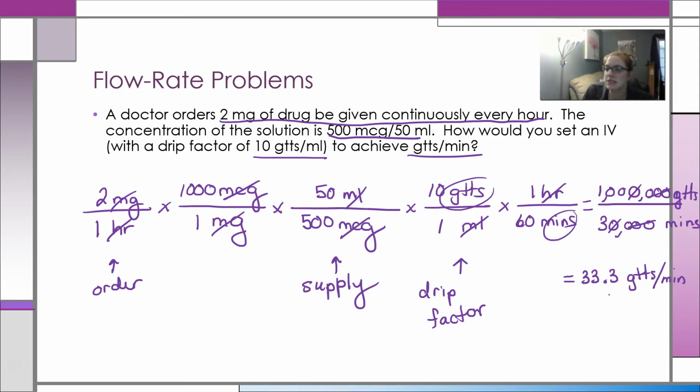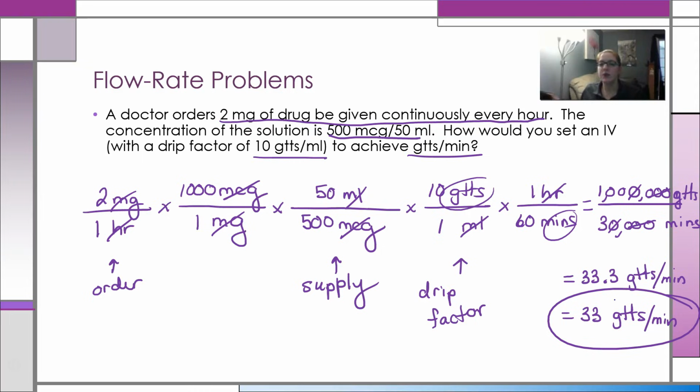It's really 33.33333333. What they like to do is round it to the whole number for drops, because obviously I don't even know how you would do 1/3 drop. How would you even measure that out? So since the next number is lower than 5, we're just going to drop it off. So it's going to be 33 drops per minute.